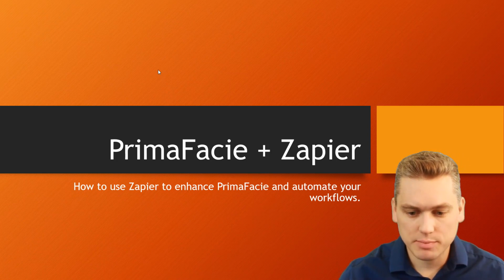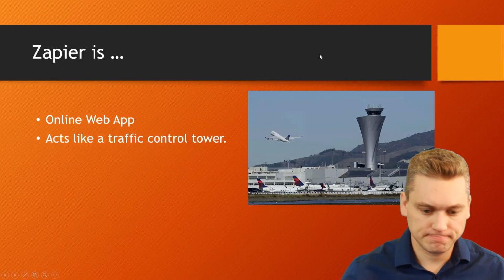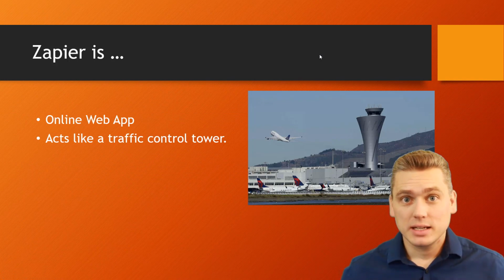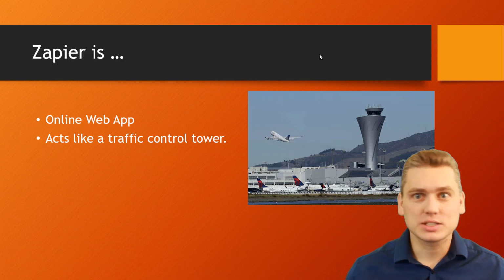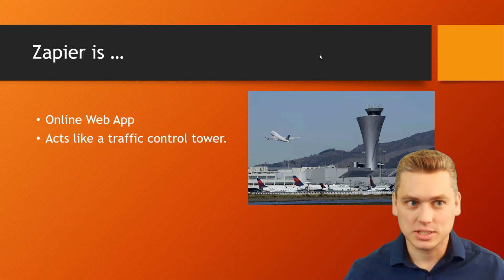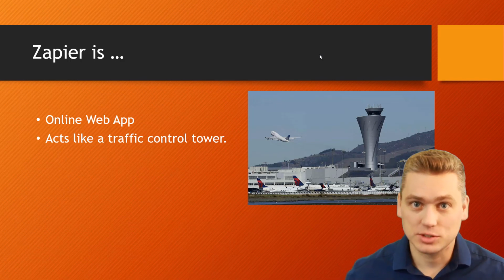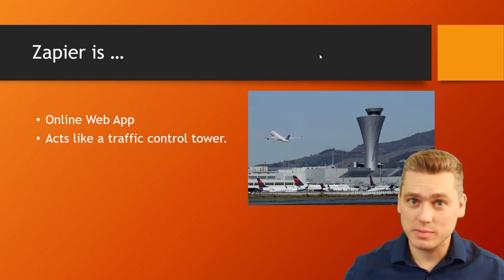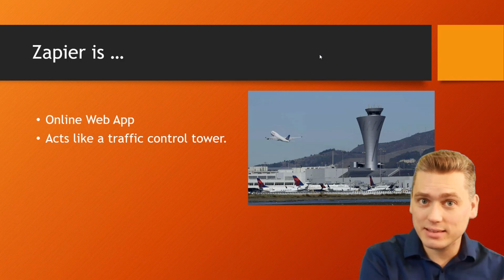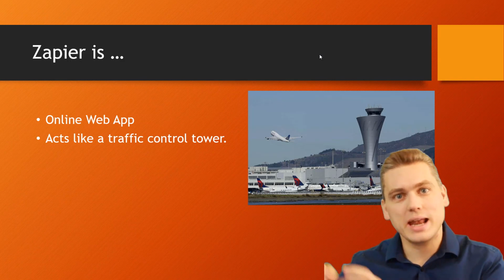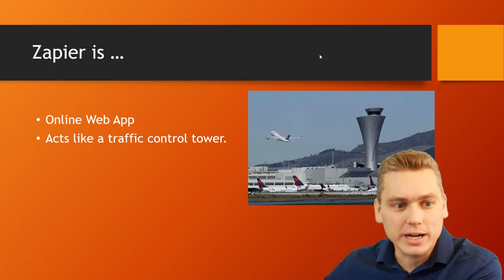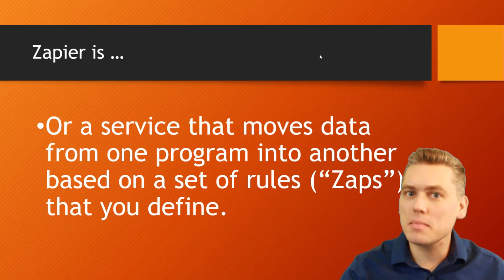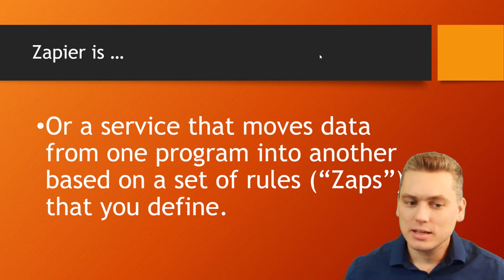I want you to think of Zapier like an air traffic controller tower, right? It's able to direct things from one place to another. Those things, in this case, are your data. So data that you use in one application, the tower or Zapier is going to be able to say, all right, now take that data and put it in this form and add it in that app over there. So it's sort of a middleman application.